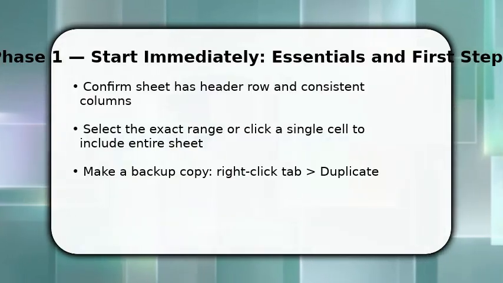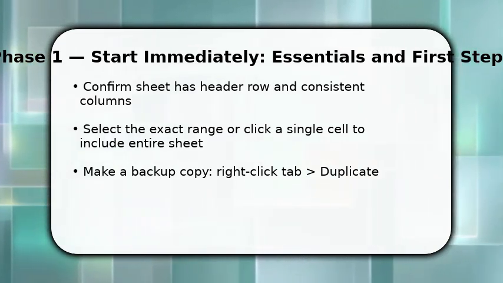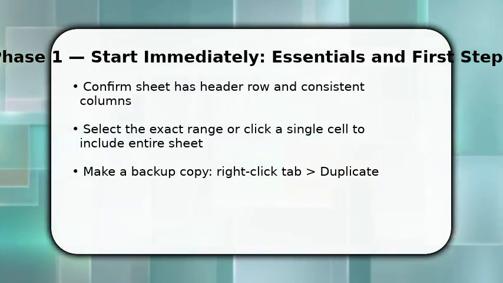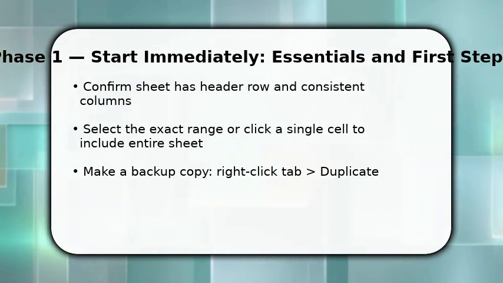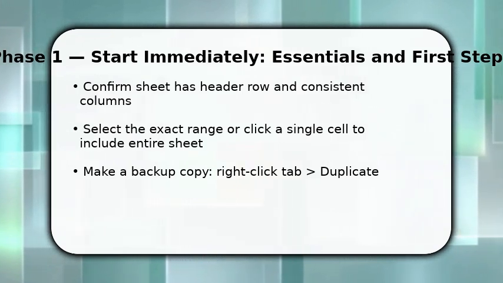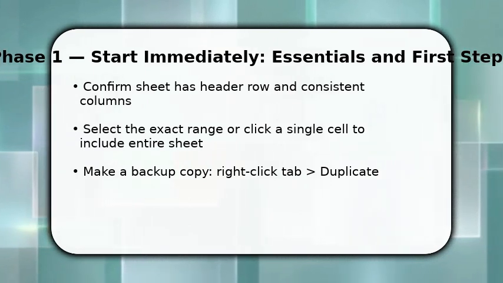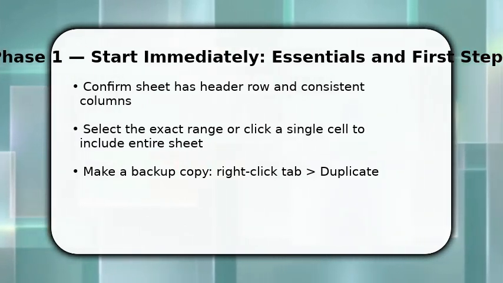You start by verifying headers and consistency because mismatched columns break matching. Once ready, select the precise range you want deduplicated or click any cell to target the whole sheet. Make a backup copy now and keep it until you confirm results. That protects data if filters or formulas behave unexpectedly.